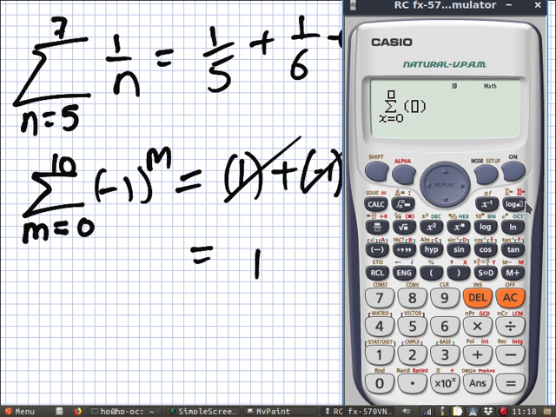0 to 10. Yeah, I'm doing this one. Minus 1 power. And now the calculator uses x. So I press alpha x. That's like my n. And I get 1. Yeah. Do you have this on your calculator? Yeah, it's right there. Isn't it? Yeah, there it is, right there.